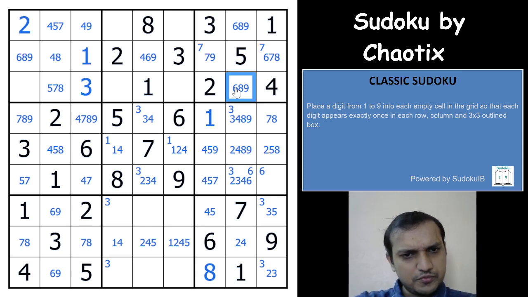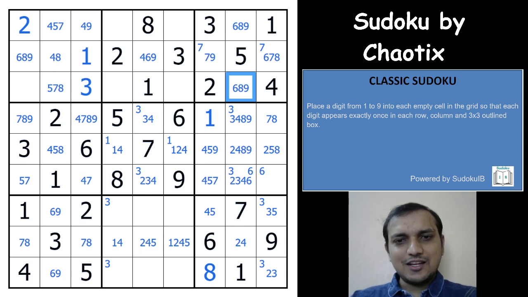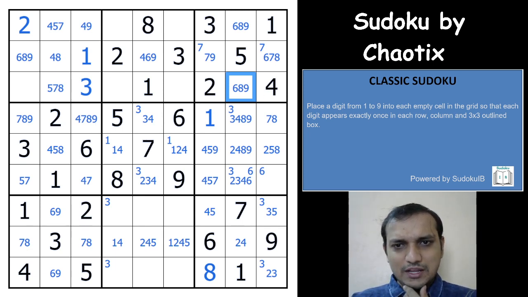I'm not sure if I'm missing something. This seems to be a tricky one. Chaotix has designed this in such a way that it's really a tricky one. What's the title of this Sudoku? It's called Unique Break by Chaotix. So what would be the break here? I'm not sure.